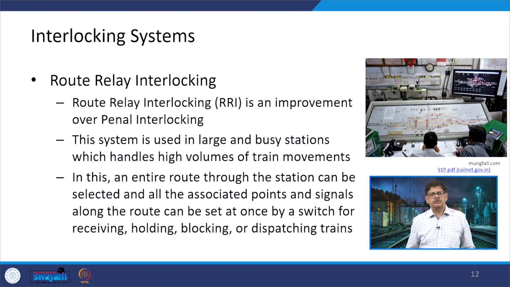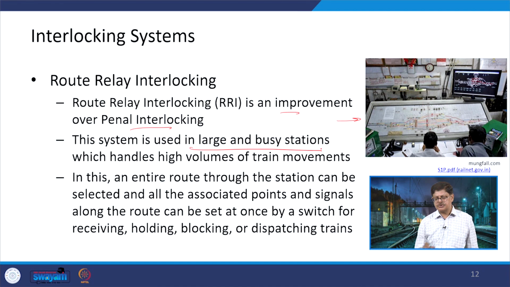Now, the other one is route relay interlocking. Route relay interlocking is a further improvement on the panel interlocking. More or less the procedure is going to remain the same, not much difference is there. You can see again in this photograph there is a big route along with various combinations of the loop lines, branch lines or the station area. They have been shown, and there are some which are in red color, some in green color. So, the distinctions are also there along with the various points which are being illuminated.